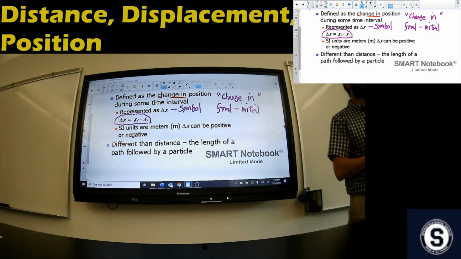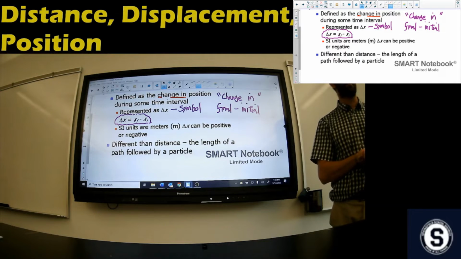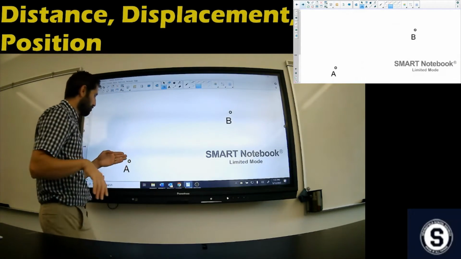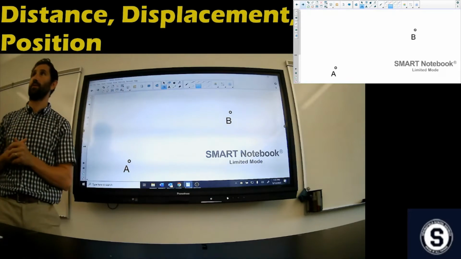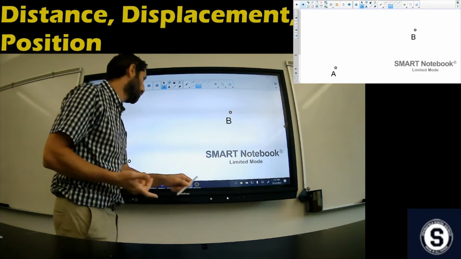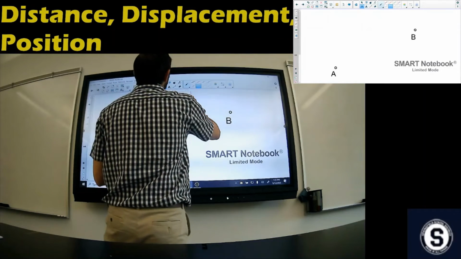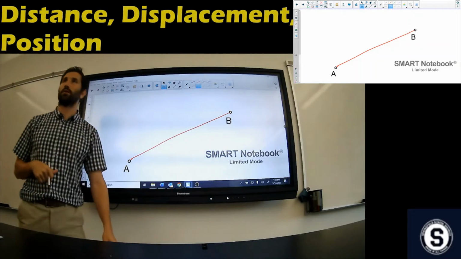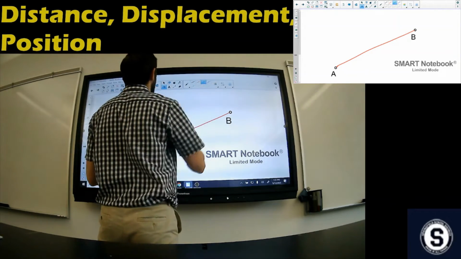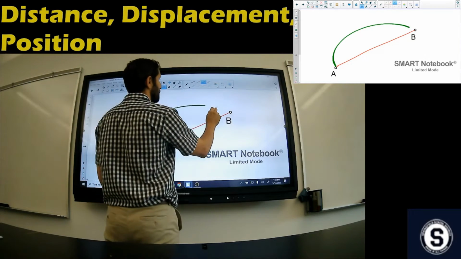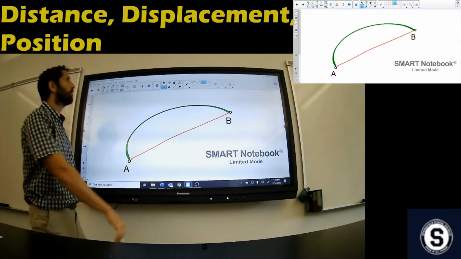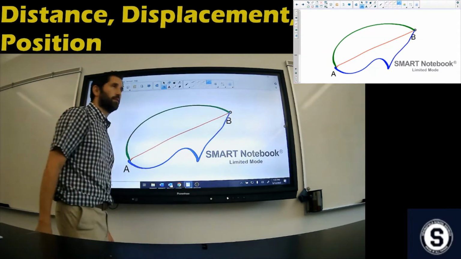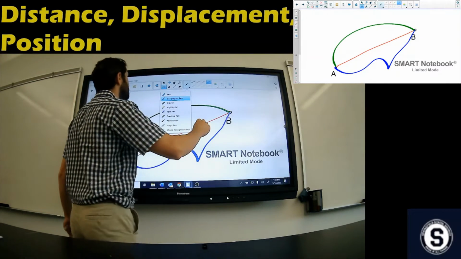Any questions so far? Okay, so imagine we have, let's say, 2 points A and B on a map. All right. I could, theoretically, take a path from A to B like this. All right. Or maybe I could take a path from A to B like that. Or I could take a path from A to B like that.